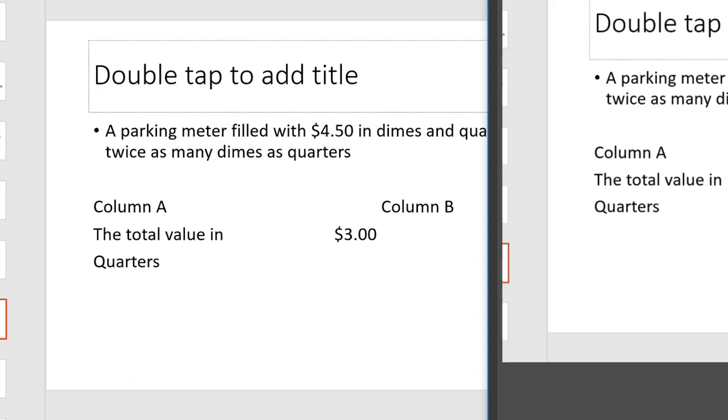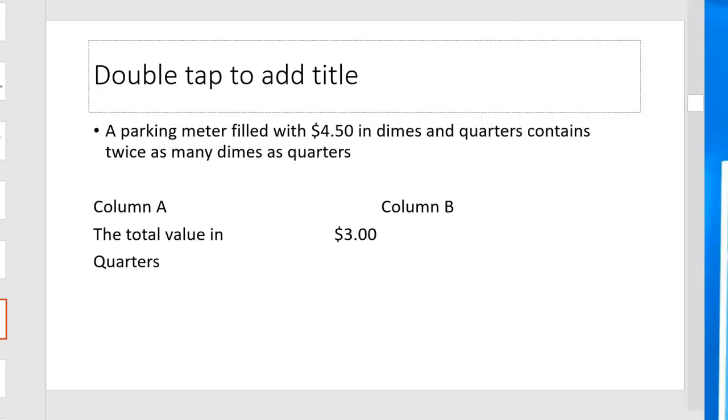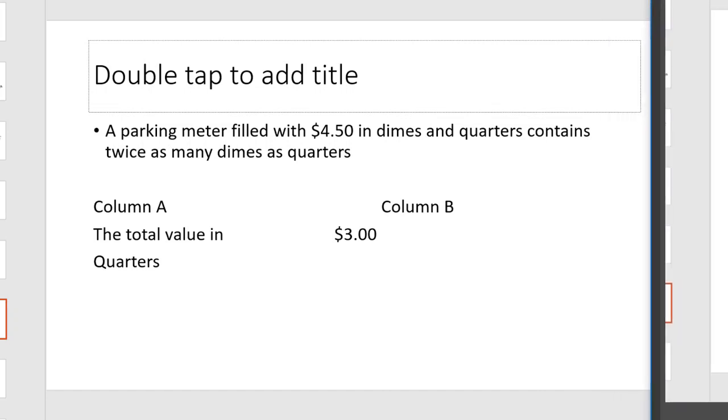Let's start with the parking meter problem. The problem says a parking meter filled with $4.50 in dimes and quarters contains twice as many dimes as quarters. So you know that if I had 8 quarters, how many dollars would that give me?